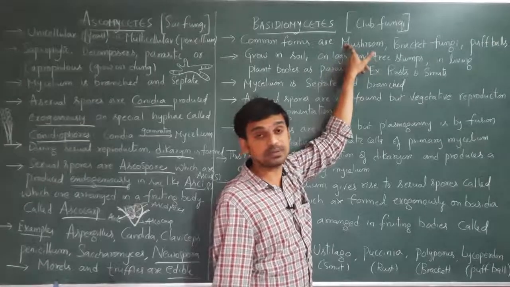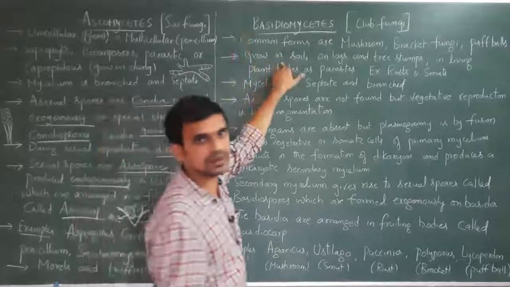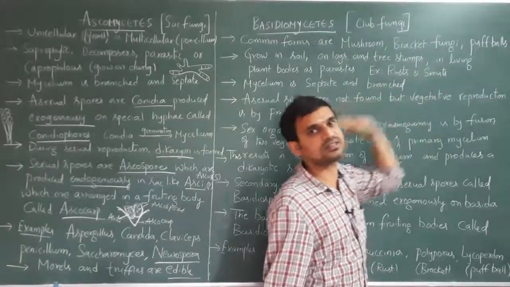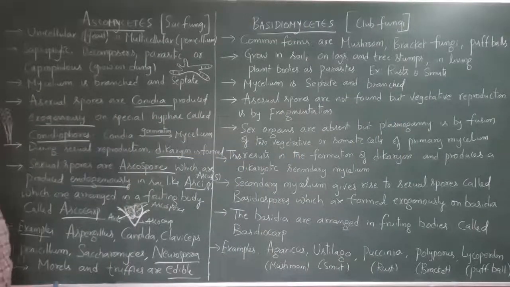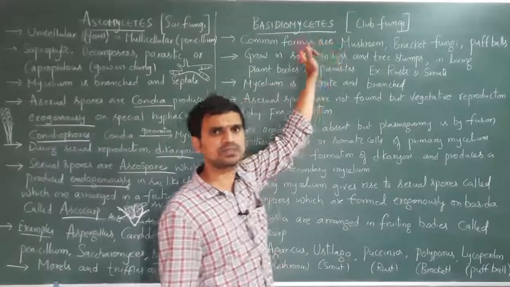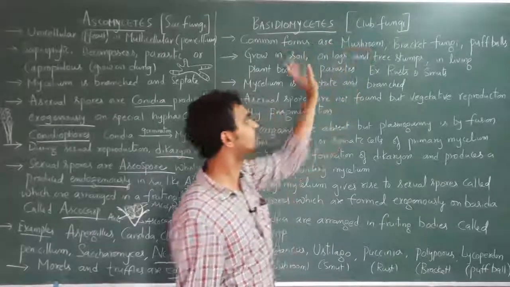The members of the basidiomycetes are called club fungi. The most common forms of the basidiomycetes are mushrooms, bracket fungi, and puffballs. These are the most common forms in case of basidiomycetes. So mushrooms come under basidiomycetes. Mushrooms are also fungi, which come under a special class called basidiomycetes.